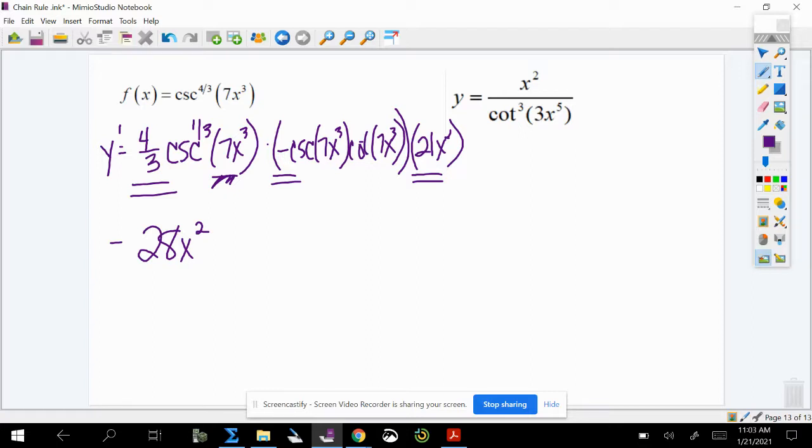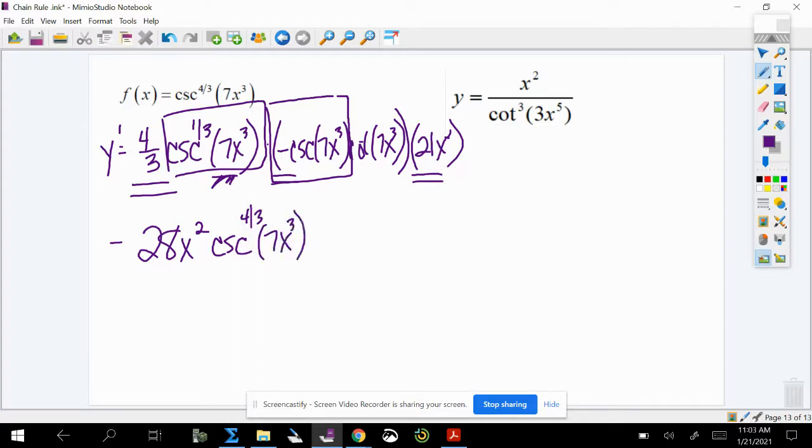And then the next thing you can do is you have a cosecant to the 1/3, and then you have a cosecant to the first. Ignore the negative because we already pulled it out front. You can add exponents using your exponent rules and actually write it as cosecant to the 4/3 of 7x cubed cotangent of 7x cubed. So you are combining like trig functions, adding their exponents to get the cosecant to the 4/3 power.